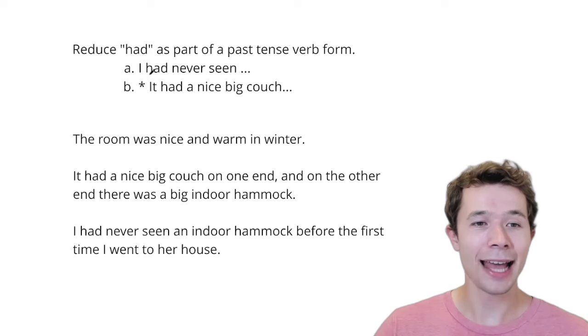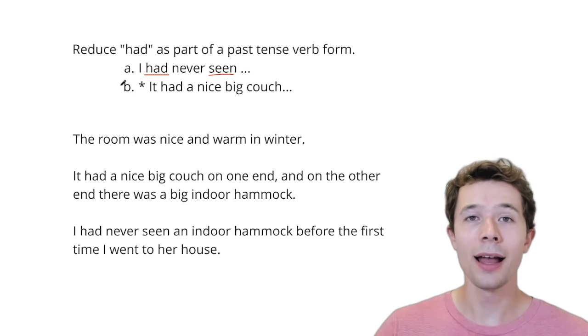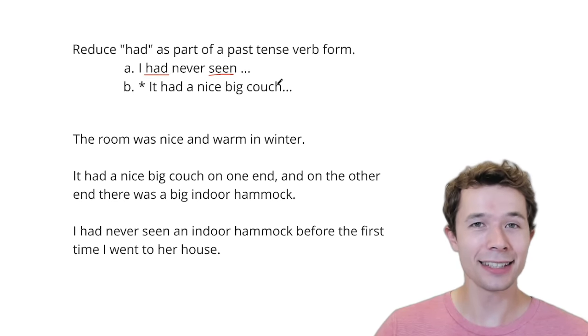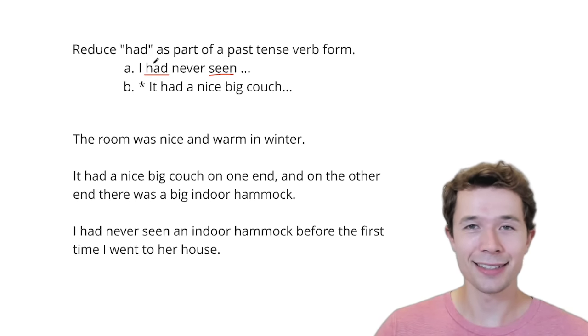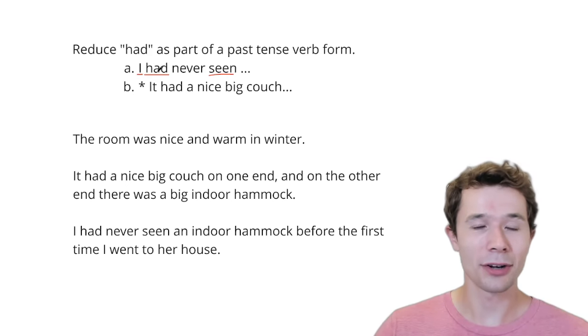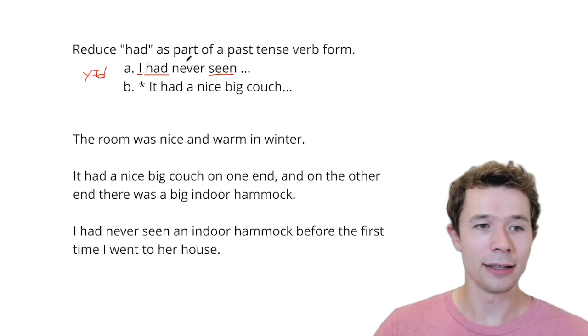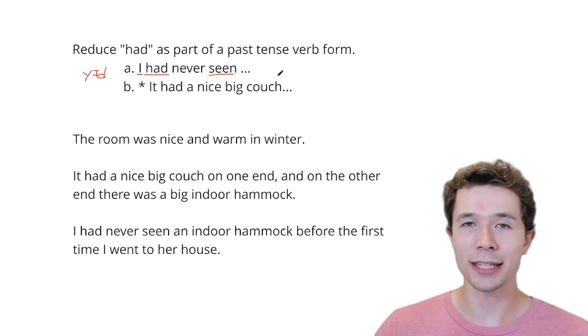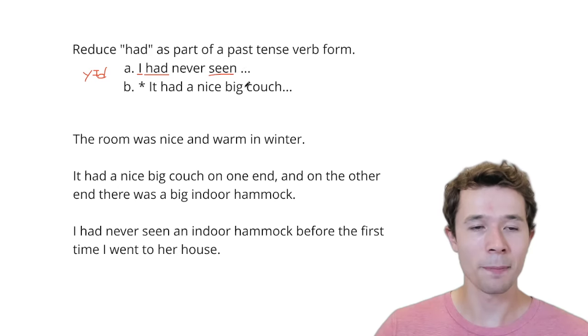So when we have had and then another verb, I had never seen, we're going to reduce it. So it becomes I yid. Had and yid are pretty different words, right? So it connects to the pronoun I, and we say I yid. It's kind of like y, I, d. I yid. I had never seen. But then we're not going to do that for every time we have had, right?